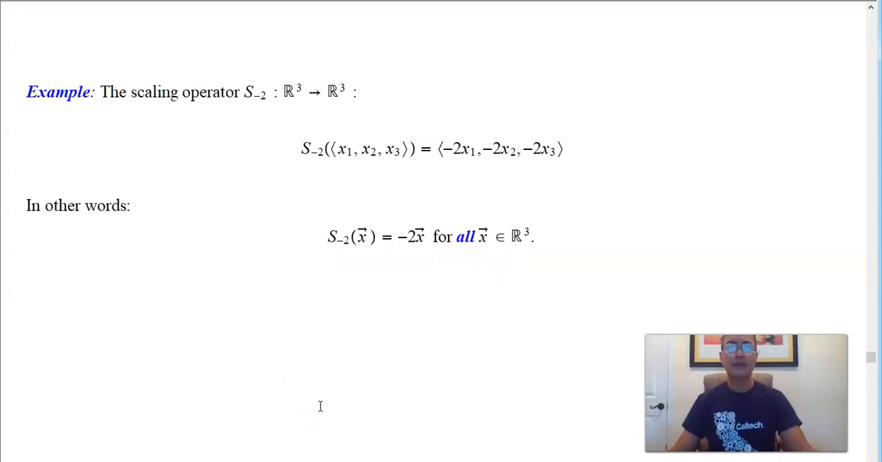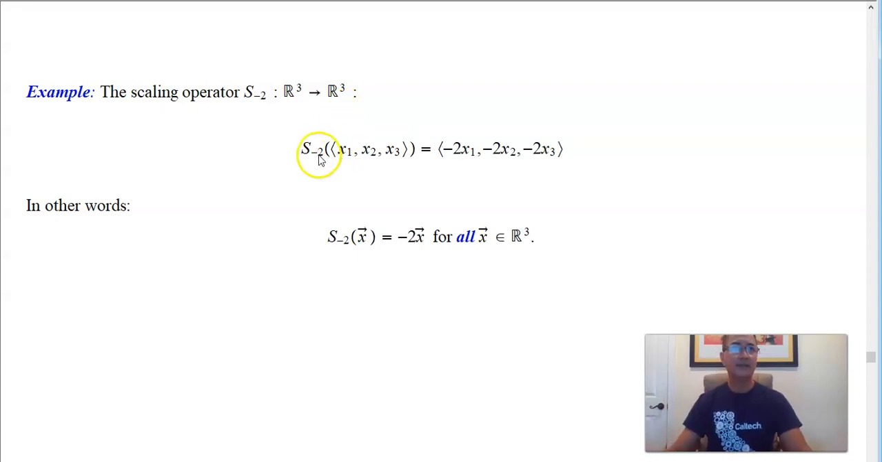Okay, so this one is definitely not so trivial. Let's create what's called a scaling operator. S for scaling, and there's a subscript here, -2. It will again go from R3 to R3, and again, it can go from R5 to R5 and so on.